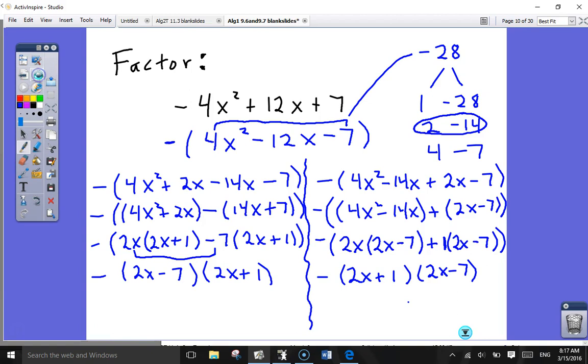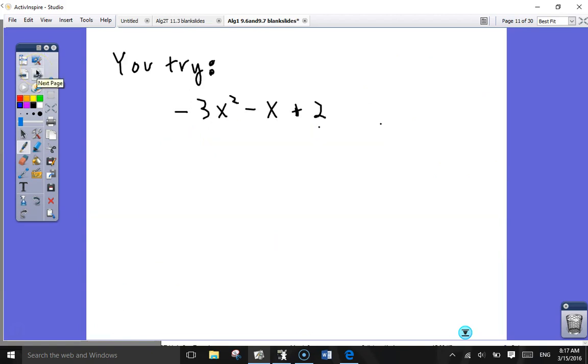Okay. So see if you can figure out how to do that one. You could either guess and check, or you could try to follow this process. You can factor out a negative 1 if you want.